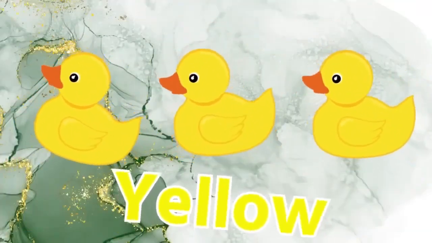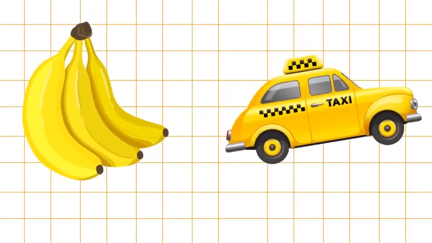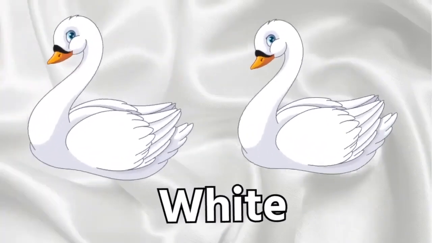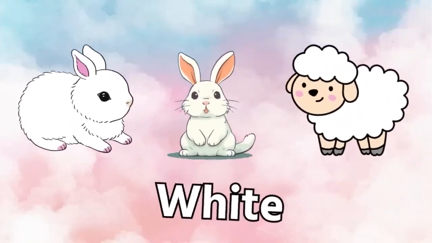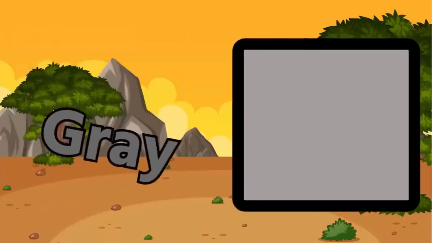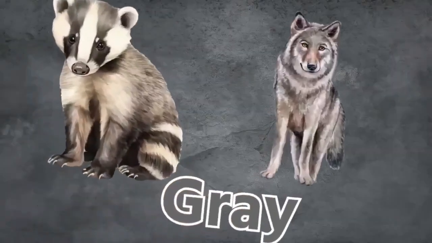This is yellow. The color yellow. Do you know what color this is? This is yellow. This is white. The color white. White, white, white, soft and light. This is white. Do you know what color this is? This is white. This is gray. The color gray. Gray, gray, gray, cloudy today.